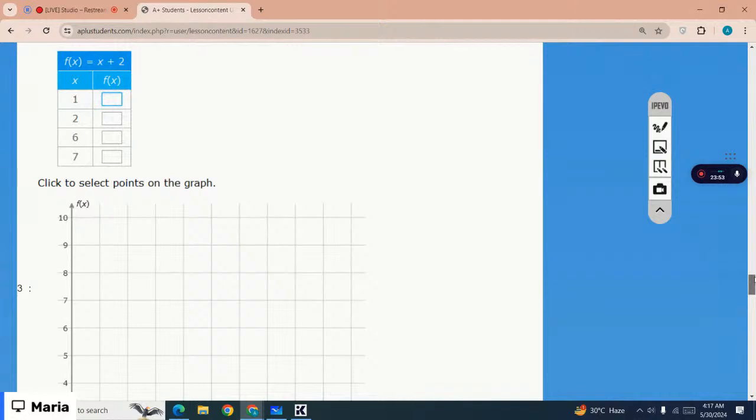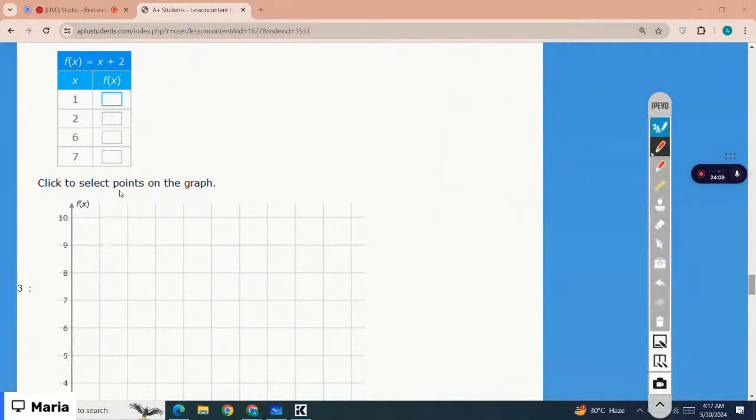The other example is f of x equals x plus 2. You have to complete the table first and then you have to plot the graph. So let's just see how we complete the table. Just use the equation that is f of x equals x plus 2. You are given the values of x. Just replace the x with the values, right? That is 1 plus 2. That means when x is 1, f of x is 3, right?